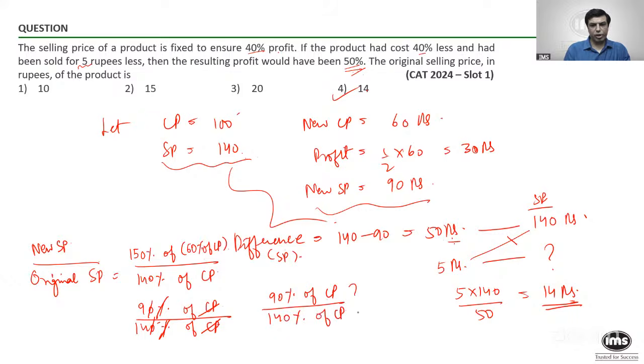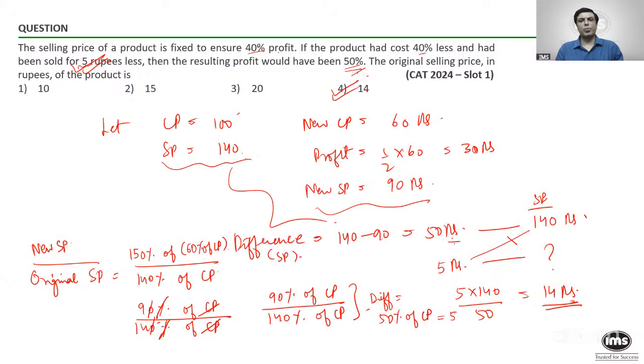How much is the difference between 90% of cost price and 140% of cost price? 50% of cost price. This difference is already given to us: 50% of cost price is 5 rupees. If 50% of cost price is 5 rupees, how much will be the cost price? 10 rupees. The cost price is 10 rupees and with 40% profit, selling price will be 14 rupees.